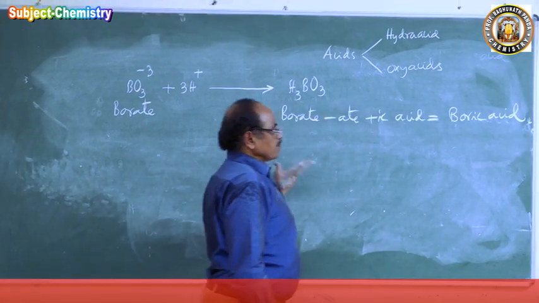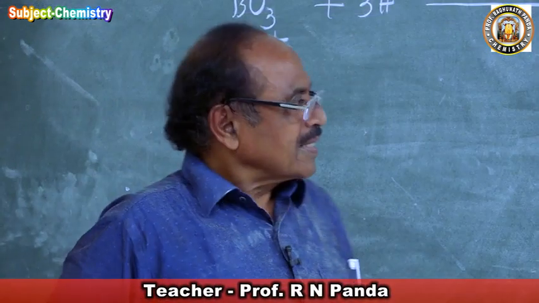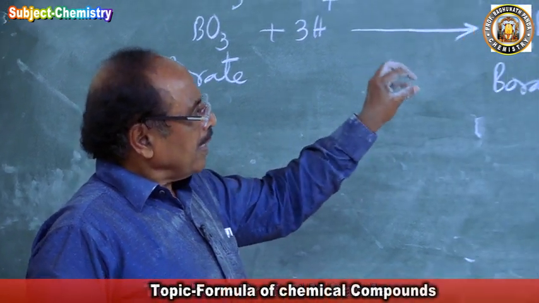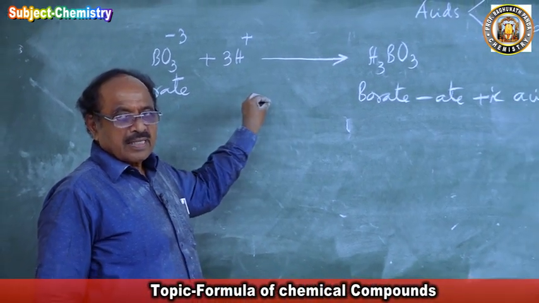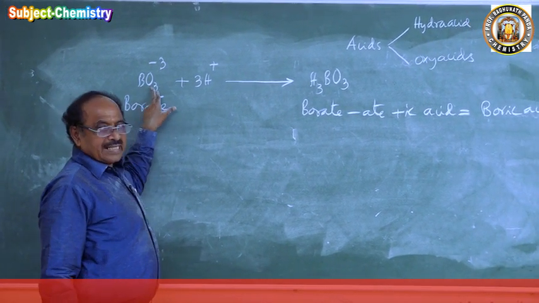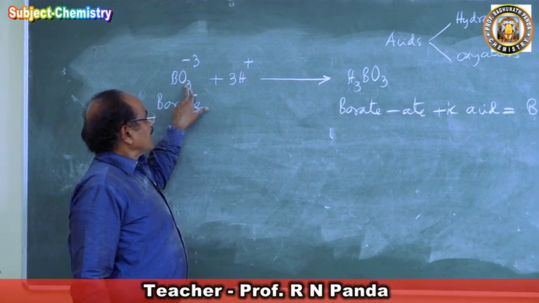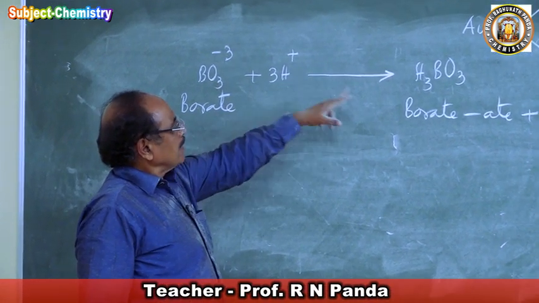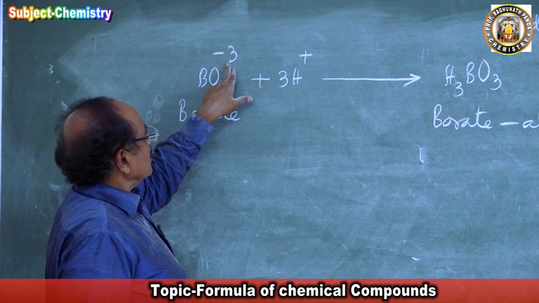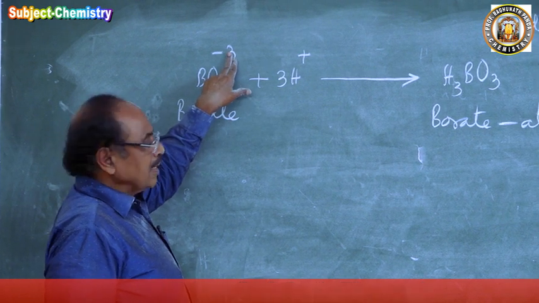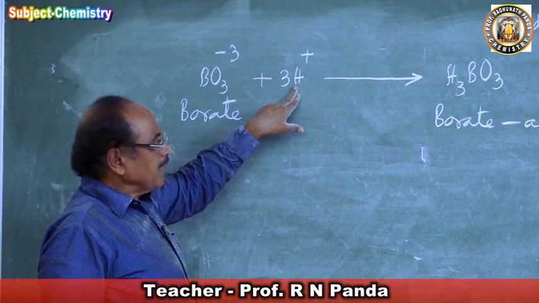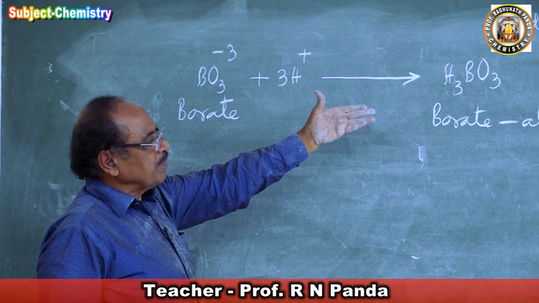Boric acid. Very simple. So we were discussing how to write the formula of an acid from the acid radical. What I told you, we will write the acid radical BO3 minus 3, then H plus, then it will form the acid. Why did I write 3? Because the charge of BO3 is minus 3. So how many protons will be there? 3 protons will combine. So the formula will be H3BO3.